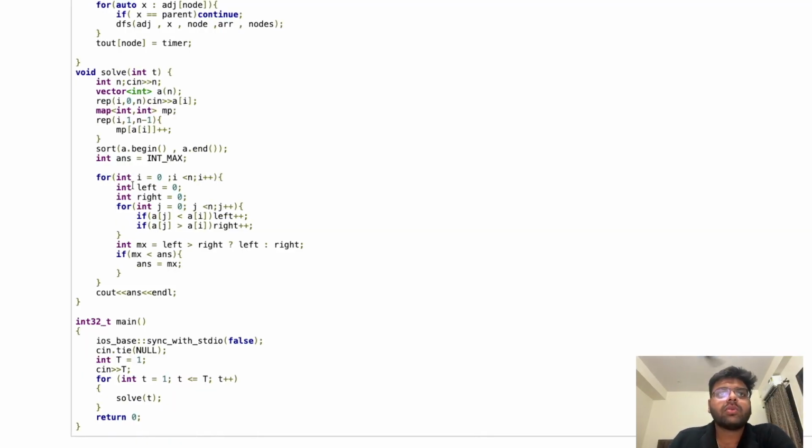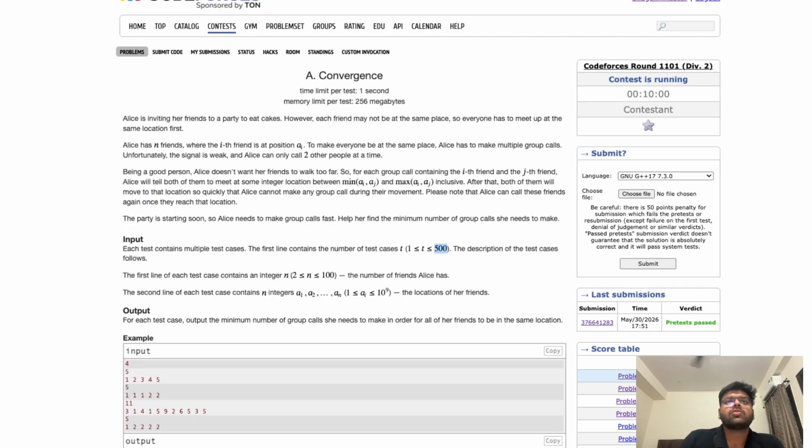Also, for each particular i, assuming that a of i is my target element, I'm counting how many elements are towards its left and how many elements are towards its right. If the elements on the left side are greater, I know I have to make this many group calls, so I'll update my answer with the minimum of that, and simply that would be my answer. So this is how you would be able to solve the A problem.